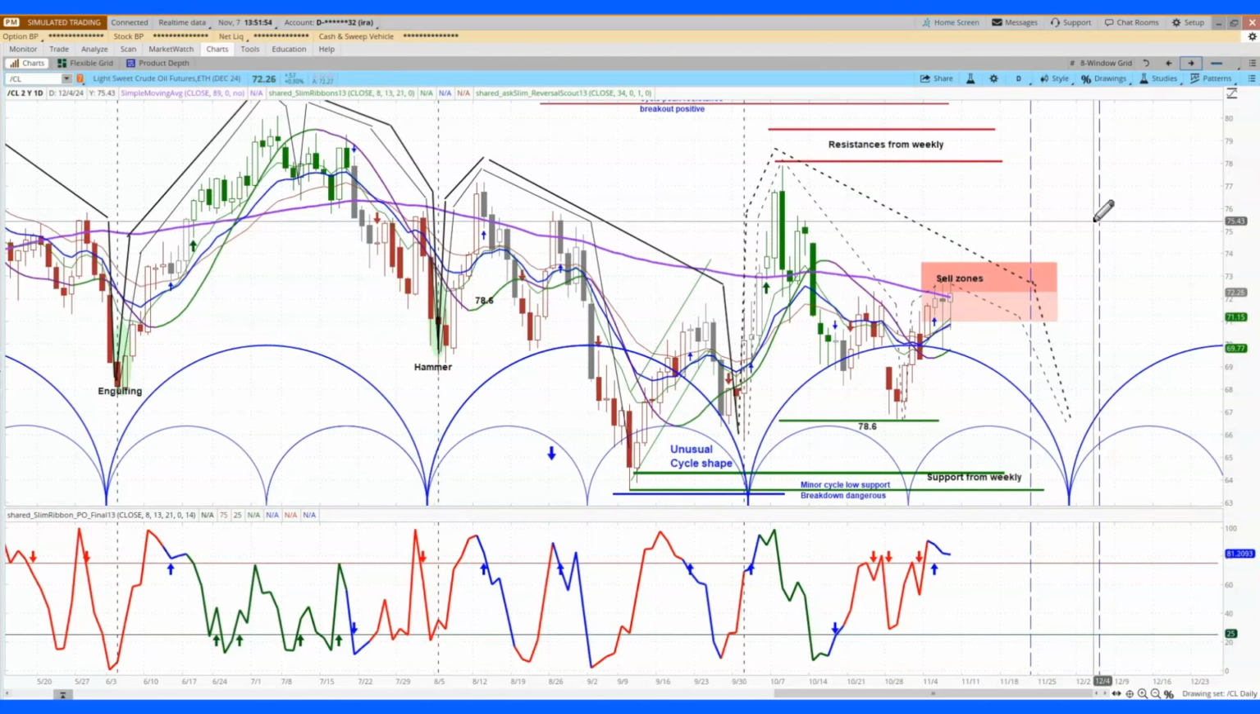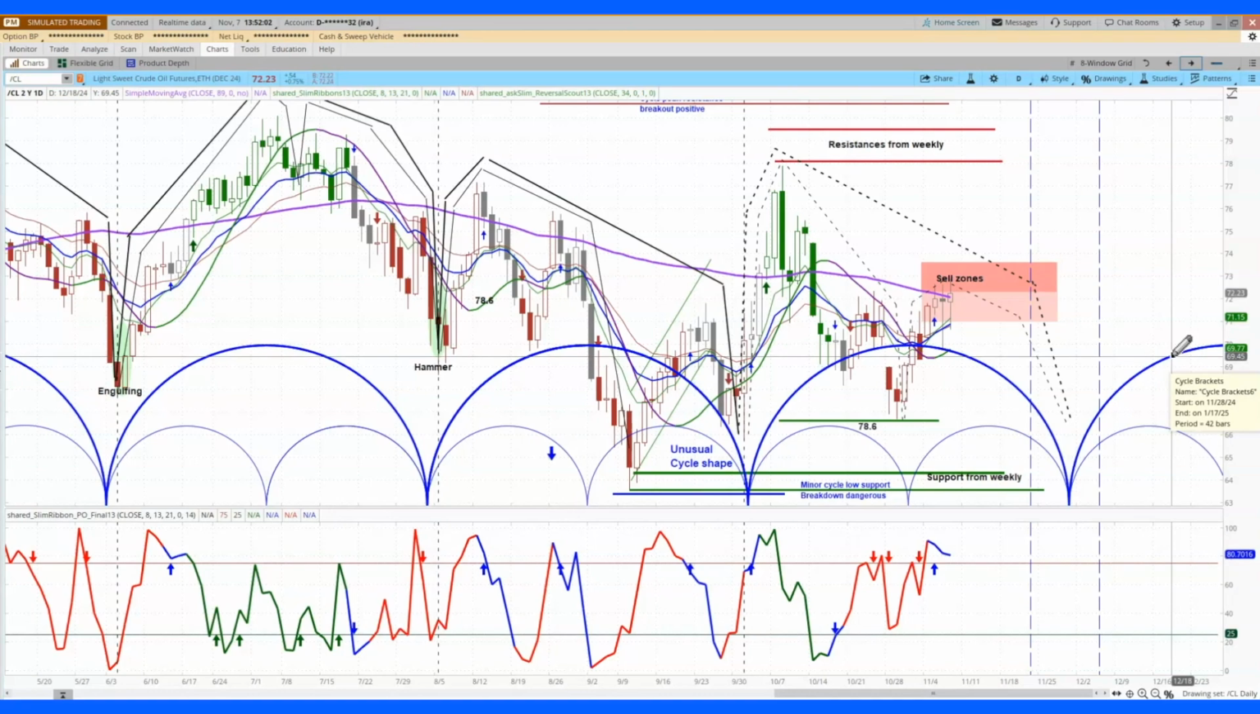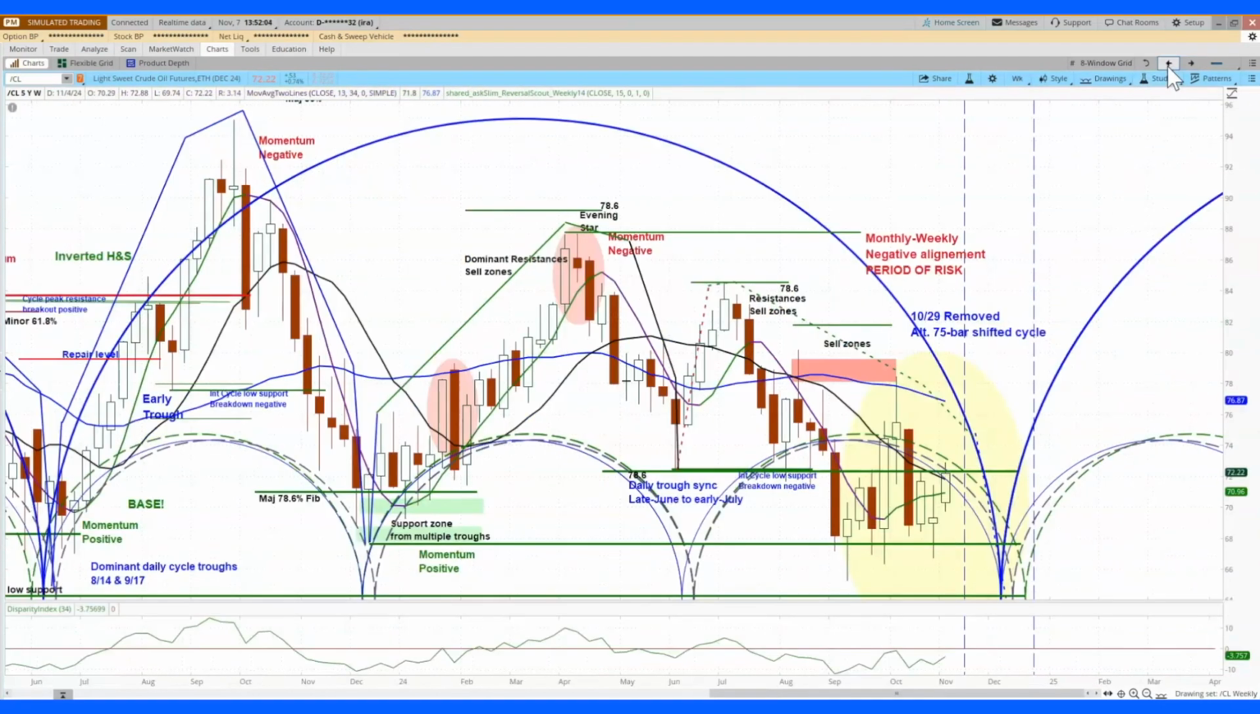I also like to check the end date of the next daily cycle. In this case, the next daily cycle is due to end in that mid-January timeframe. Then I go back over to the weekly chart and see how that next cycle falls within the weekly cycles. In this case, it falls right here, which is outside of this weekly cycle timing window.